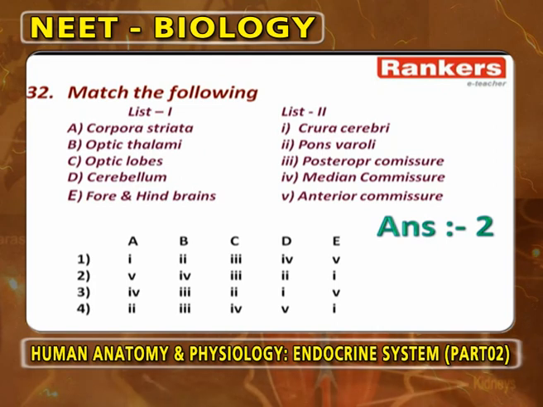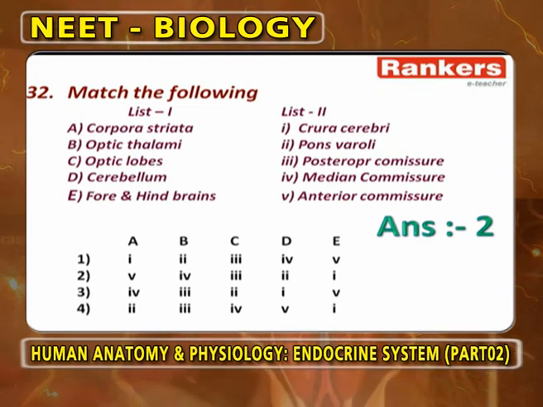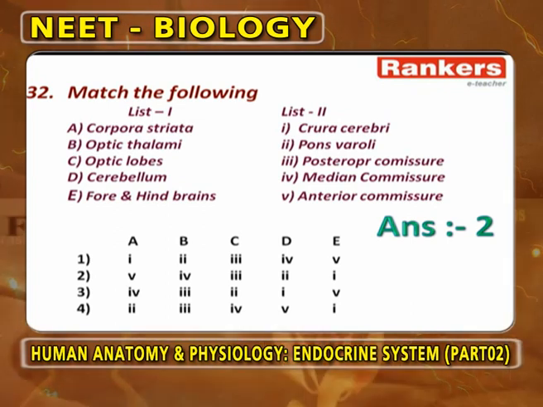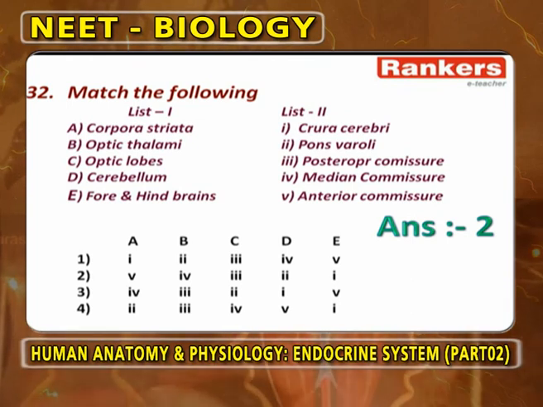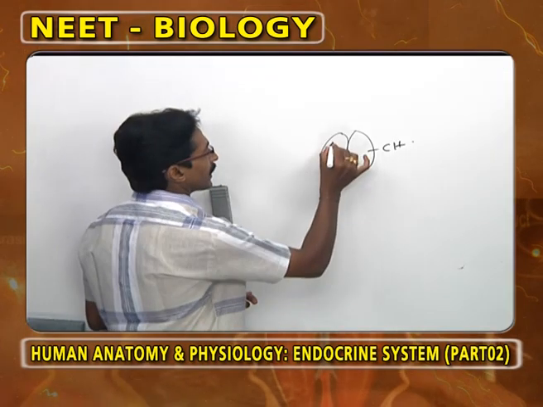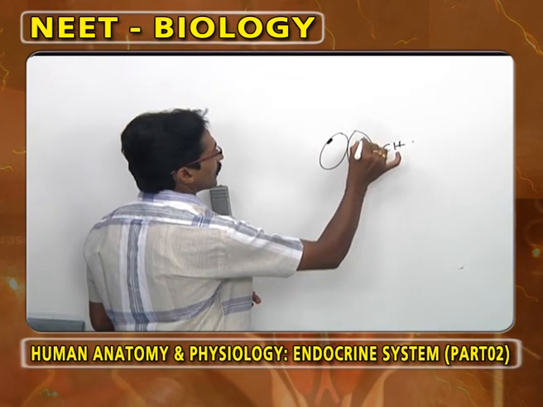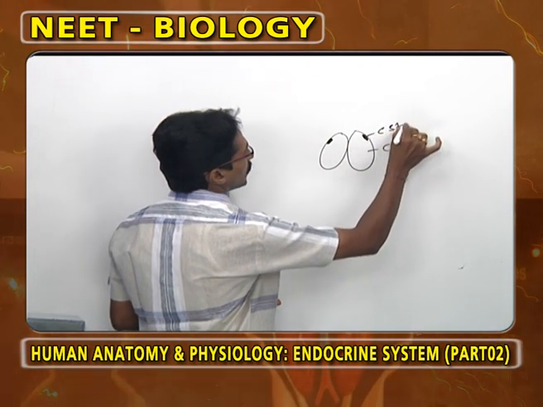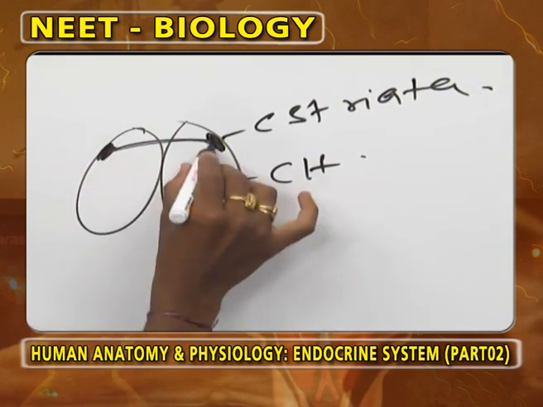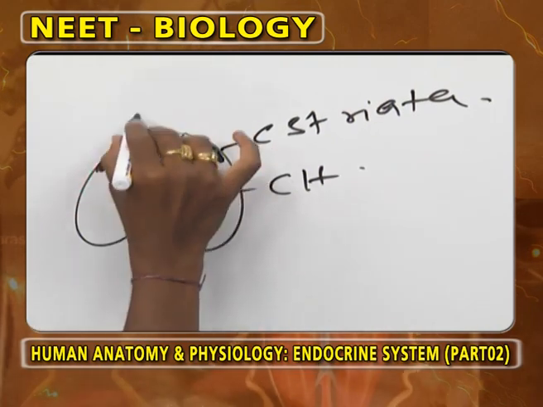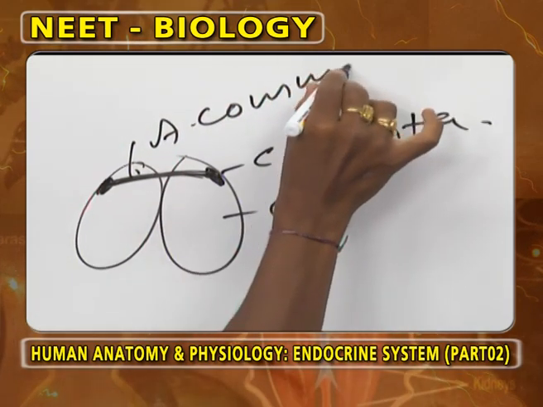Now, corpora striata, optic thalami, and optic lobes, cerebellum, fore and midbrains. Now you have to observe the list once again. Now we call it corpora striata. These are called the cerebral hemispheres. In the cerebral hemispheres, one type of nerve tracts we call the corpora striata. The corpora striata are connected by a nervous tissue that we call the anterior commissure.